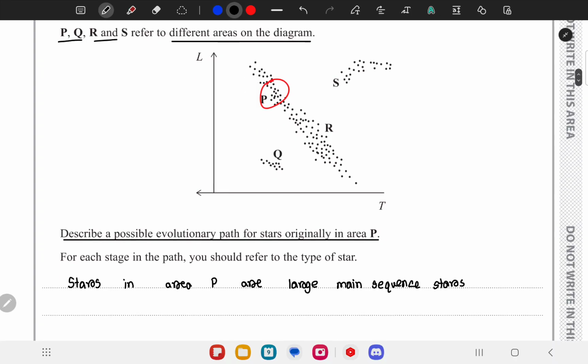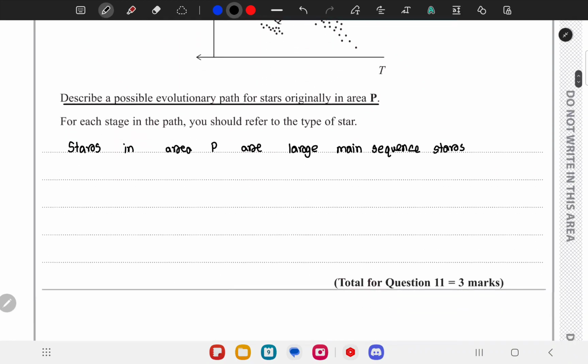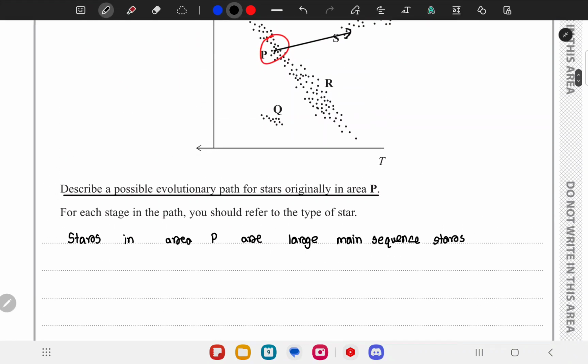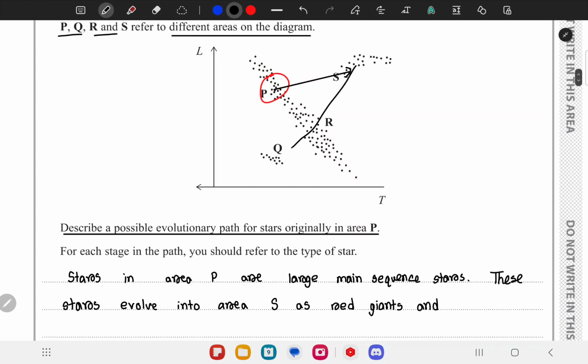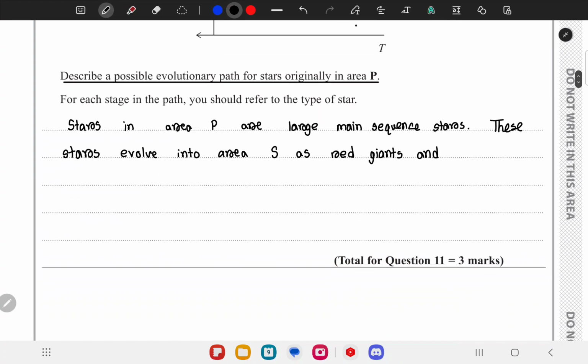So this won't form a neutron star or a black hole. This will just go to the red giant or red supergiant section and then go to the white dwarfs section. So from area P it moves to area S. And from area S they move to area Q, where they are white dwarfs.